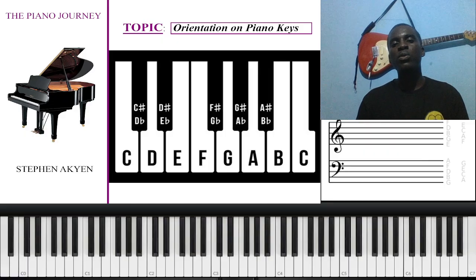Okay. The first key I'm going to show you is the key of C. So if you want to find the key of C, you locate the 2 black keys. These are my 2 black keys. And after locating your 2 black keys, right in front, the white key in front of the 2 black keys is the key of C. So it is located on the image under the topic, orientation on piano keys. So you can see where key C is.